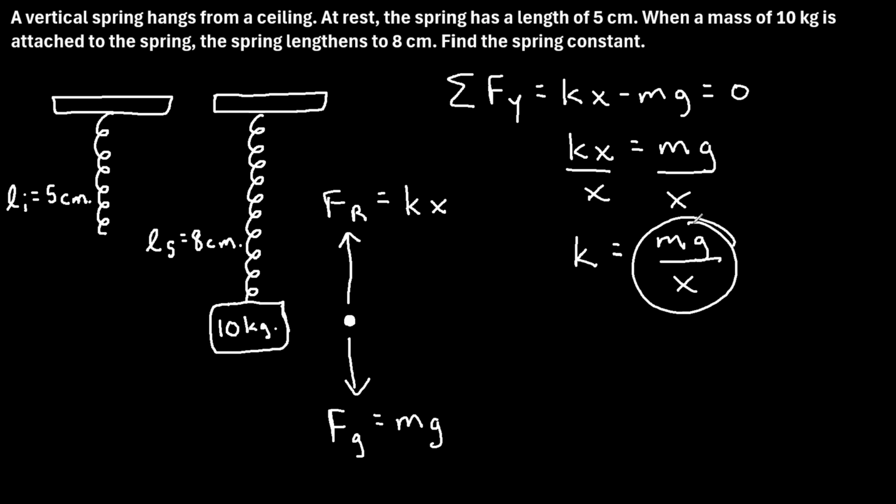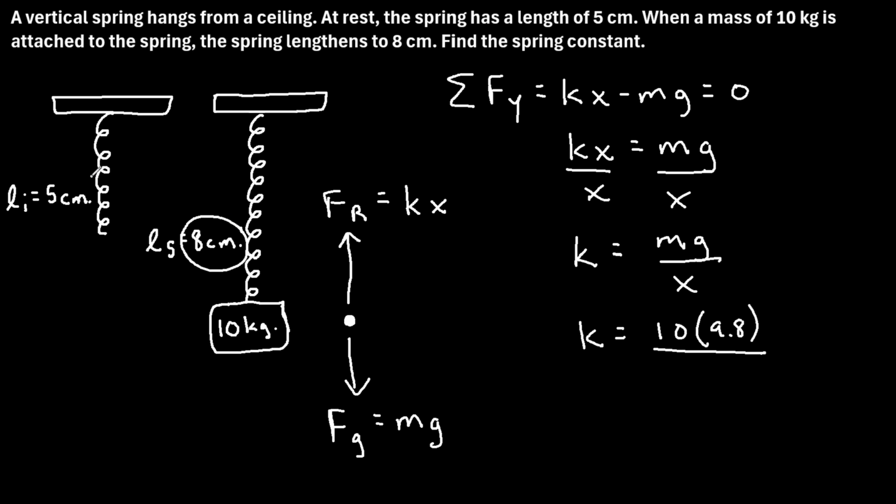So let's go ahead and fill in the values that we know here. So we get k is equal to m, the mass, that's 10 kilograms, times g, the magnitude of gravity, that's just 9.8. The displacement is simply going to be the stretched out length of the spring minus the initial length of the spring. So 8 centimeters minus 5 centimeters. Now, it's important to know that when we're calculating this spring constant, ultimately the units that we'll be using are newtons per meter. So we actually want to convert both of these centimeters into meters.